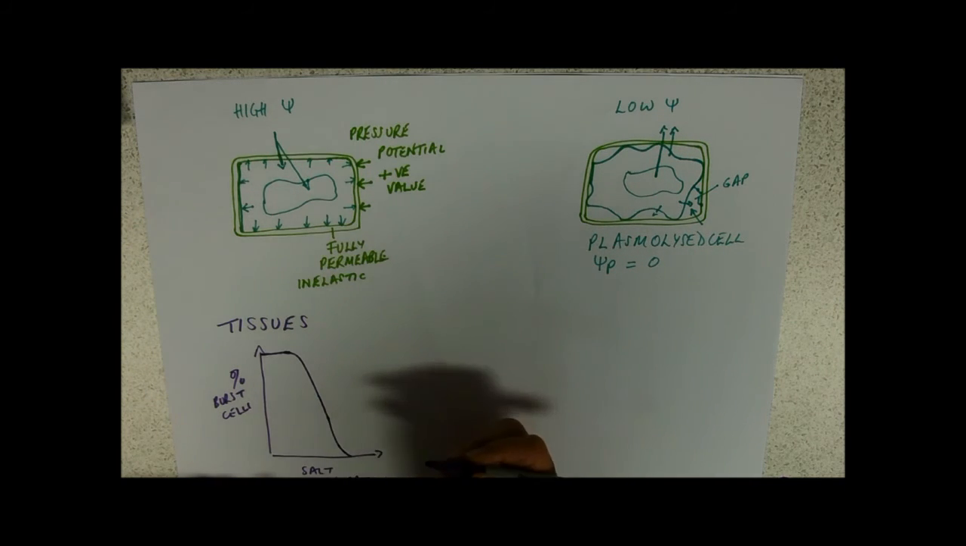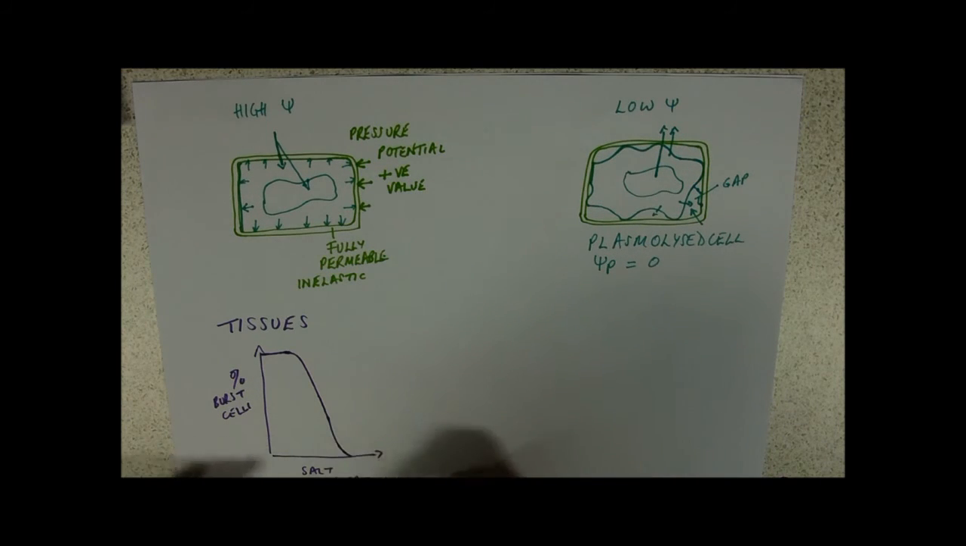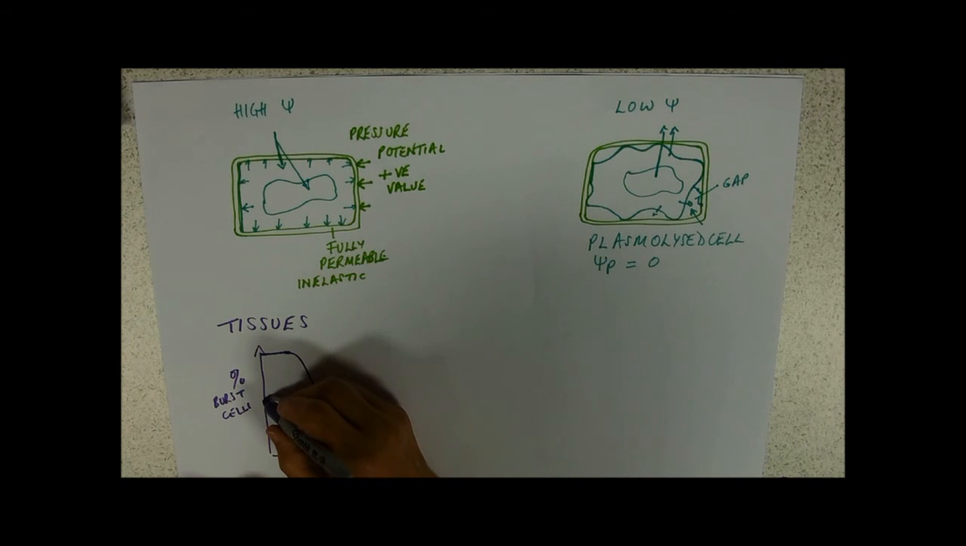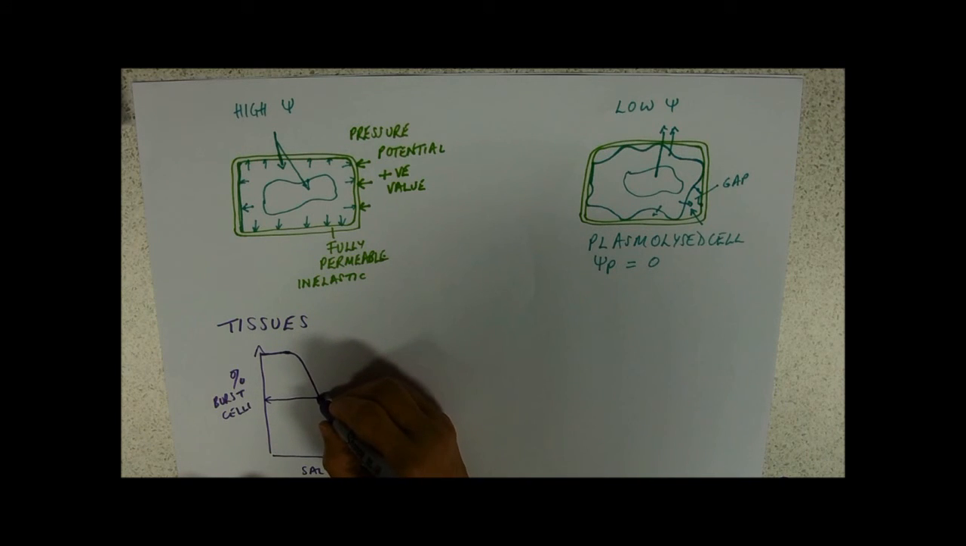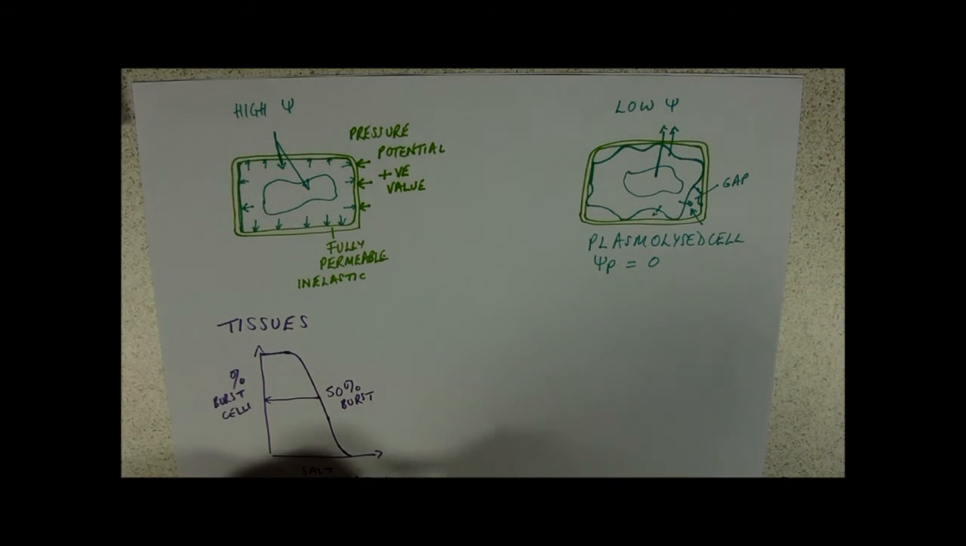And then there'll come a point where none of them have burst because the salt concentration outside lowers the solute potential and water potential enough that they're all losing water. And so if we want to work out the water potential, we might want to take that to be where 50% have burst. Half of them have burst, and that would give us an average.